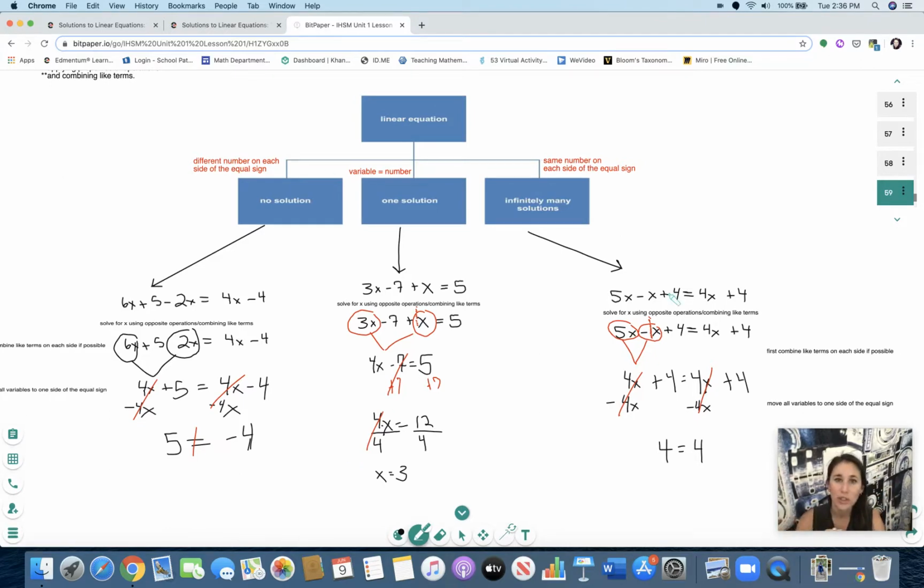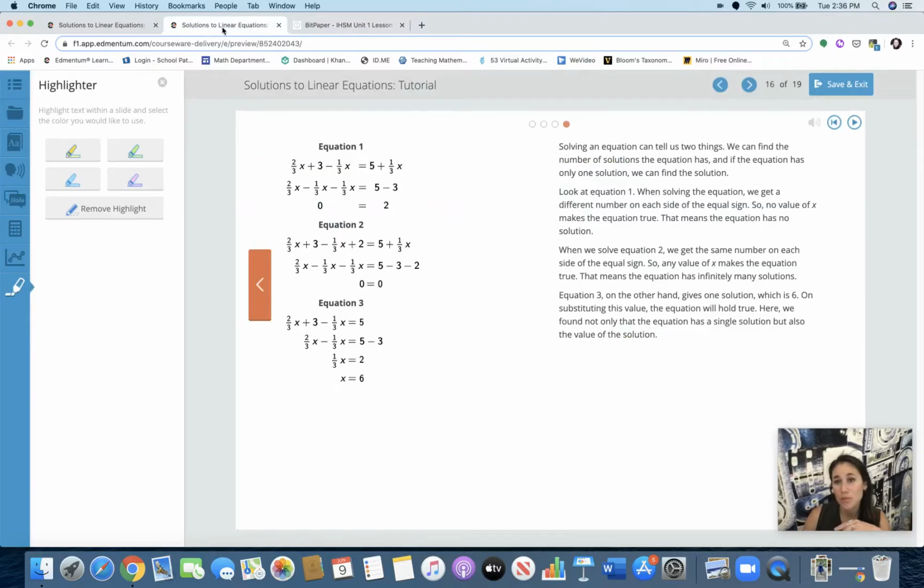In the next video, I'm going to go through the actual problems on page 16, which have fractions. So those of you who need help with your fractions, that'll be the next video. And then we will practice page 17.